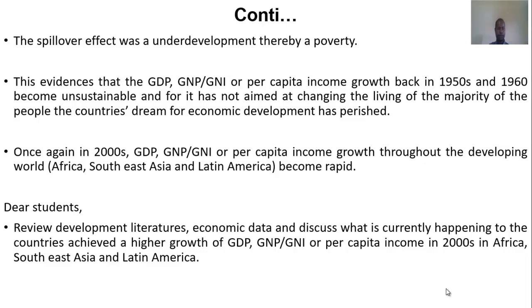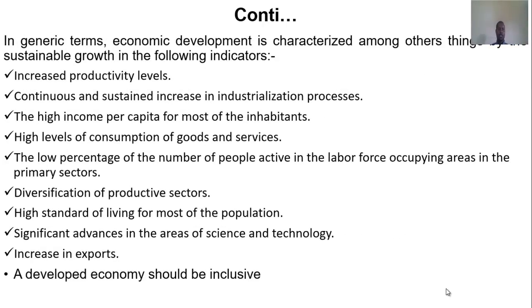In generic terms, economic development is characterized, among other things, by sustainable growth in the following indicators: increased productivity level, since productivity should increase; a continuous and sustained increase in the industrialization process; high income per capita for most of the inhabitants; high level of consumption of goods and services; and a low percentage of people in the labor force occupied in the primary sector. Primary sector means the agricultural sector.